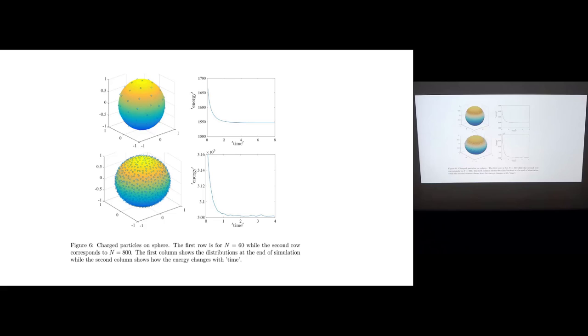And so at this equilibrium, you see the energy decay. This is when you have 60 particles, and this is when you have 800 particles. You see, you get a uniform distribution. So that's the numerical measure.